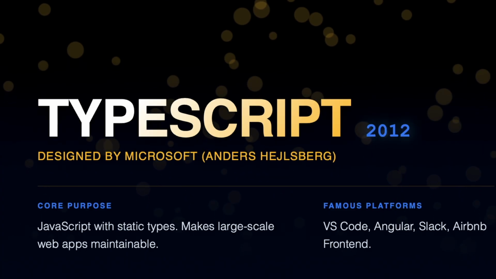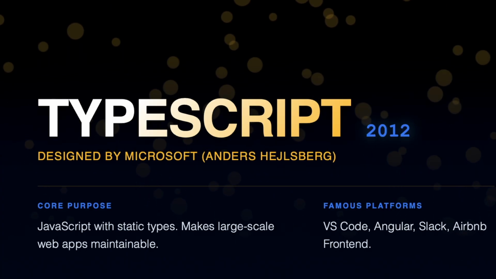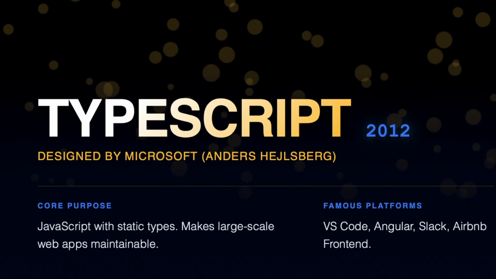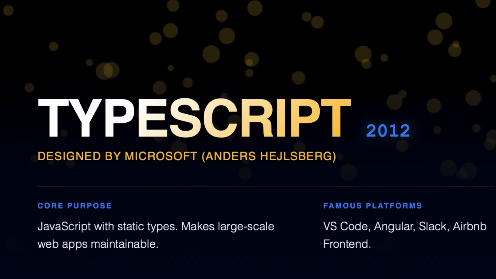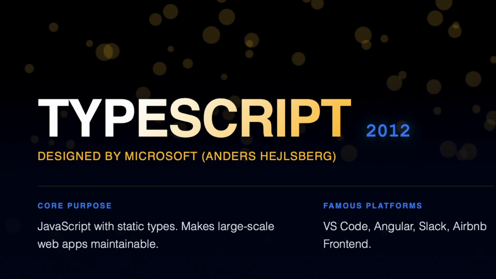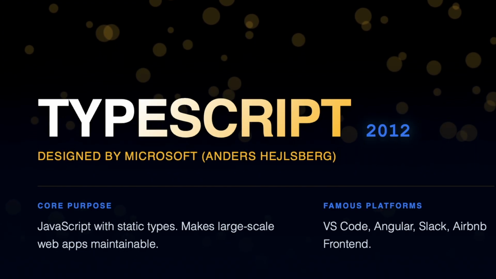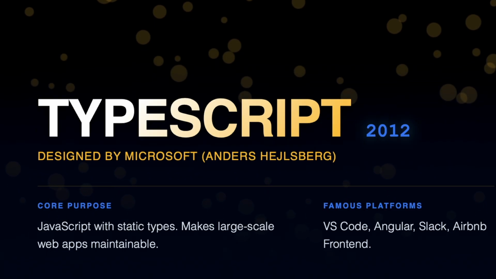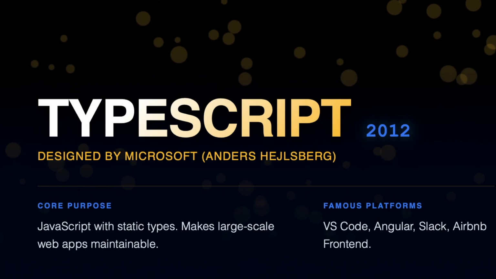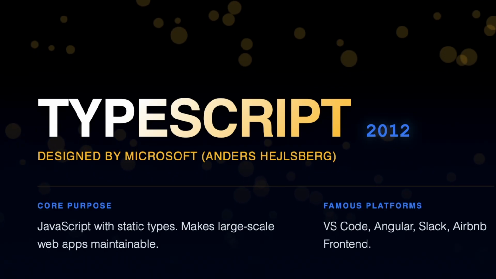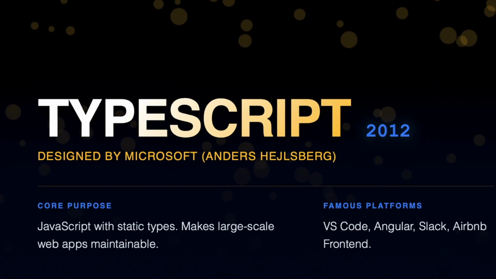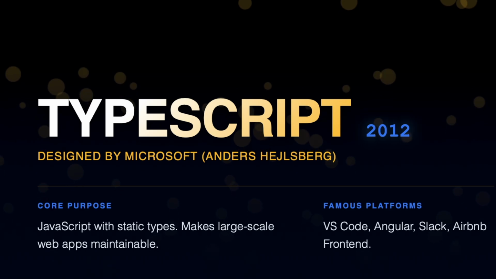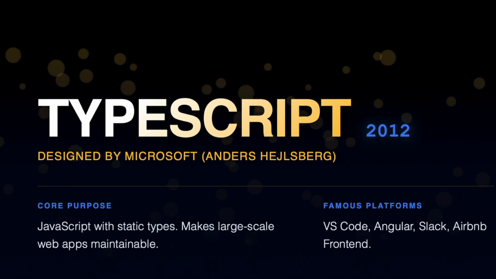Microsoft's Anders Hejlsberg added static types to JavaScript, creating TypeScript. What started as widespread skepticism quickly became the industry standard. TypeScript catches bugs before code even runs, making large-scale applications maintainable. VS Code, Angular, Slack, and Airbnb's frontend are all TypeScript. It transformed JavaScript from a chaotic scripting language into a robust engineering tool, enabling teams to build confidently at massive scale.